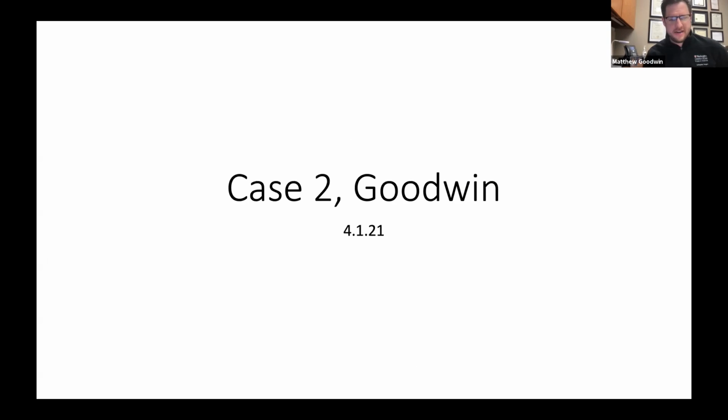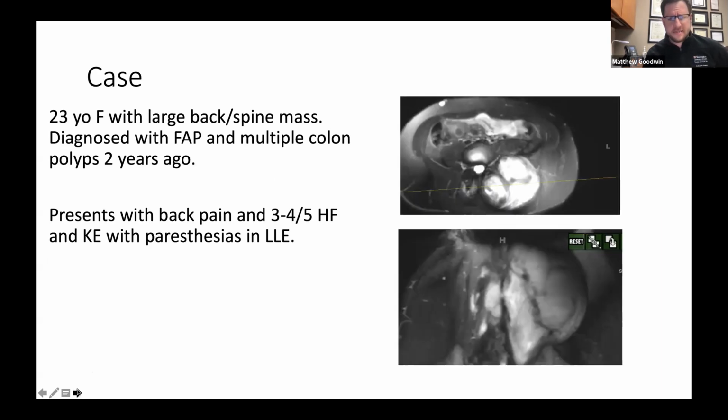Wow, what a case. Mine is not going to be the same. It's a little bit more back to the basics, but I think it makes a reasonable point. And we'll try to get through it so Michael has a little time for his case. So this is a 23-year-old. She's got a large back spine mass. She's diagnosed with FAP and had multiple colon polyps about 2 years ago. She comes to me because she's got back pain, and she's 3 to 4 out of 5 in her hip flexion and knee extension, and she's got paresthesias L2, 3, 4 as well.